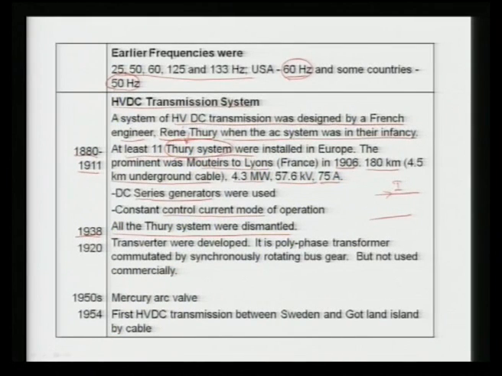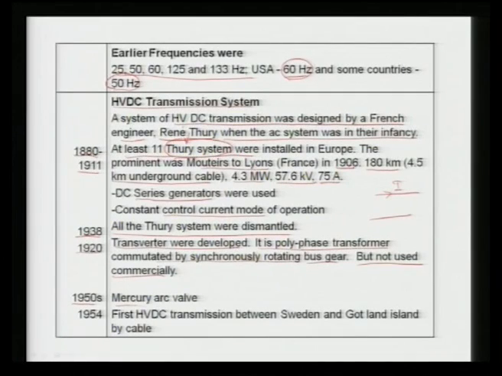Even though it was also witnessed that in 1920 the transverters, a similar type of mechanical converter, were developed, using a polyphase transformer commutated by a synchronously rotating switchgear, it was not used commercially, only for experimental and other purposes. So once the Thury system died, the whole Thury system vanished and people started talking only about the AC system. Till 1950, when the mercury arc valves were developed and designed, before that we had only AC systems.